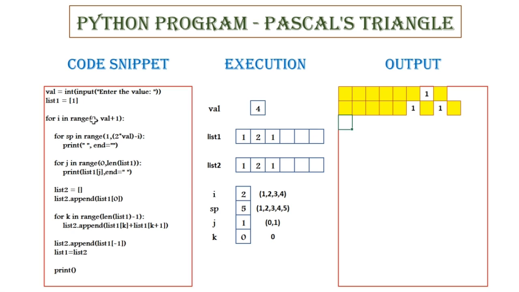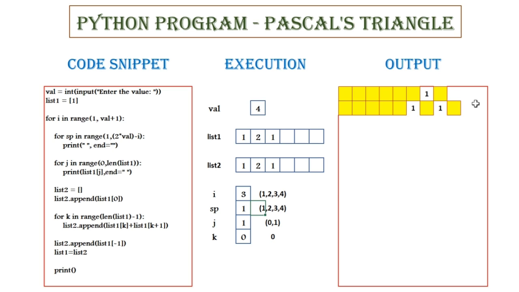Next, the value of i will be 3. For sp in range of 2 into val, which is 8. 8 minus 3, which is 5. And range of 1 to 5, meaning it will be range of 1 to 4. So the first value of sp is going to be 1.